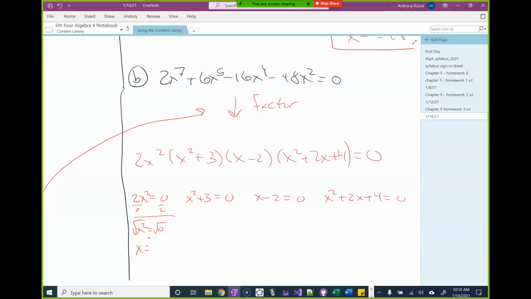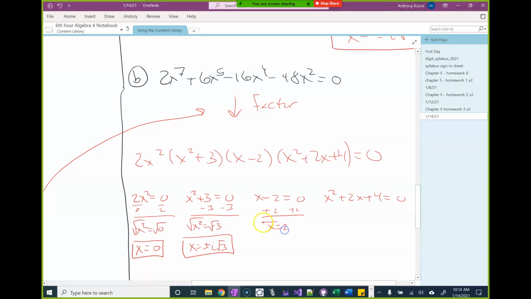Here, again, this is just like x squared plus 5. I'm going to just solve this directly. So far, so good. This one we'll just add 2 to both sides. And the last one is a quadratic, but this quadratic has both x's and x squareds. So we're going to have to use the quadratic formula on this piece.